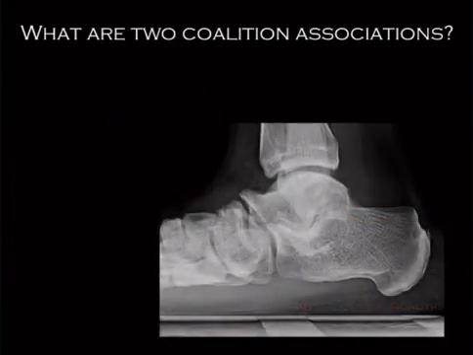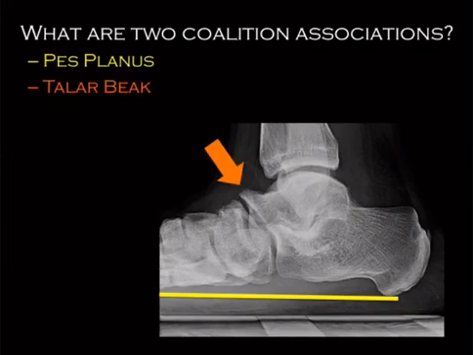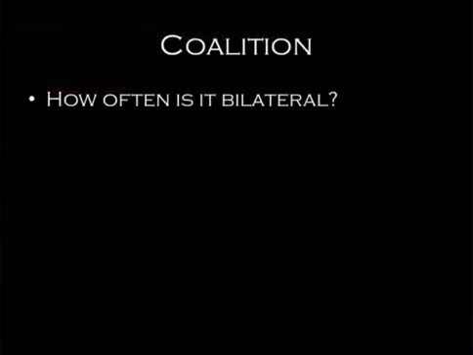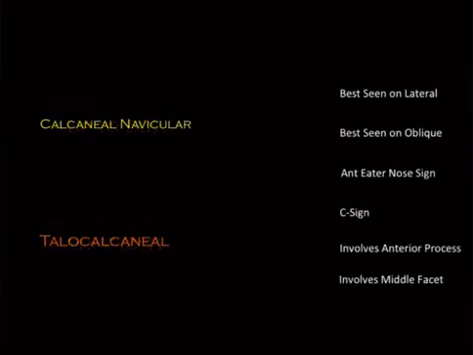Now, let's talk about what some of the associations are. There's two main ones that you need to know. One is a flat foot, and the other one is a so-called talar beak. So if you see a talar beak and a flat foot, then you really need to think about coalition. So how often is it bilateral? Often enough. Men versus women? Way more common in men. Coalition seems like people who work in a coal mine, and guys typically work in coal mines more than girls. So let's go through some trivia here.